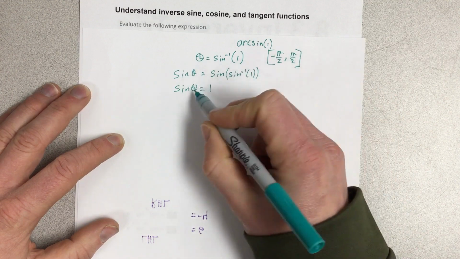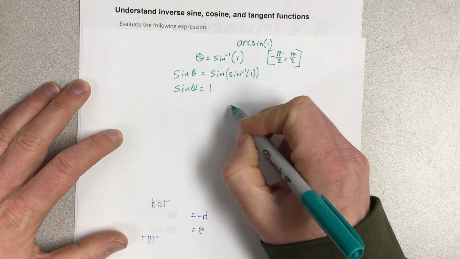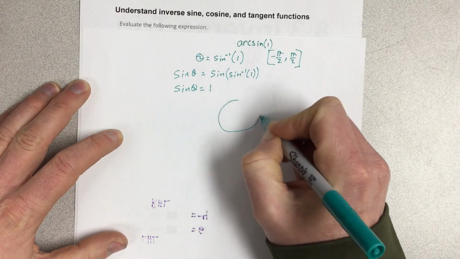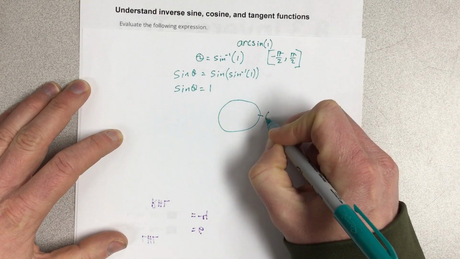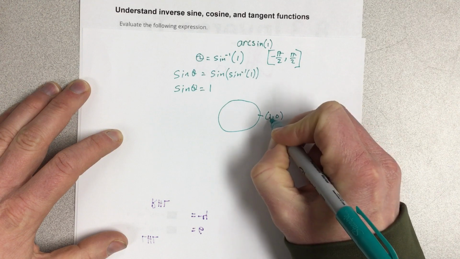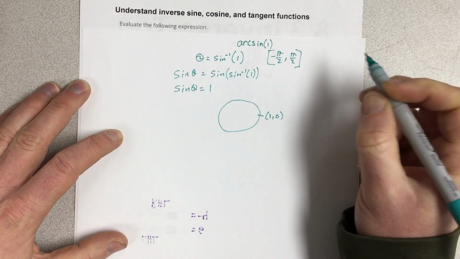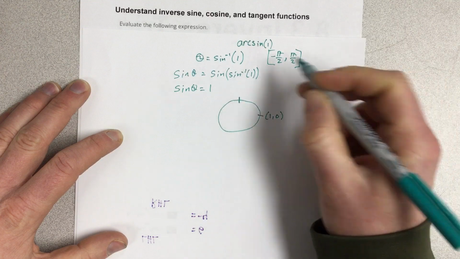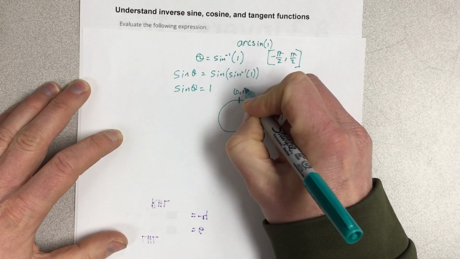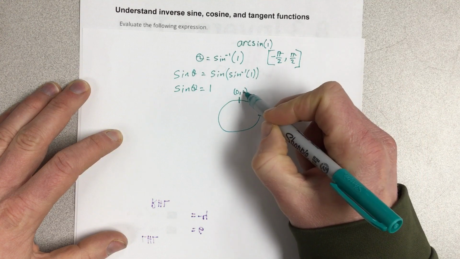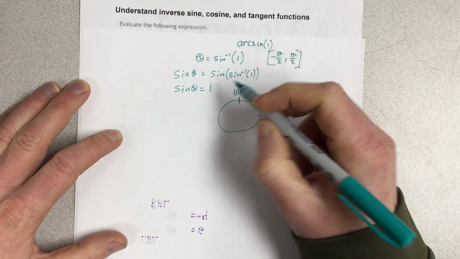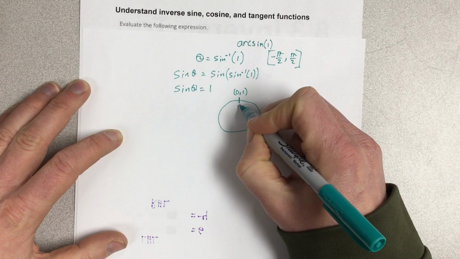If I look at the unit circle, I can draw this here real quick. At this spot here, we have 1, 0, and cosine is always the x value, sine is always the y value. At the 90-degree spot, we actually have 0, 1, where sine is 1 and cosine is 0. So our answer to this problem is going to be pi over 2.